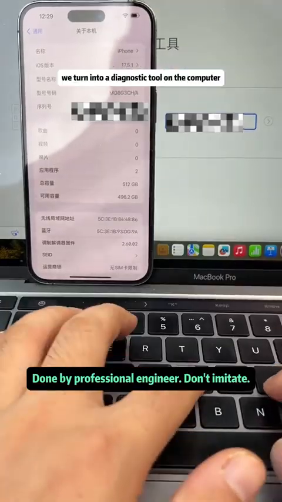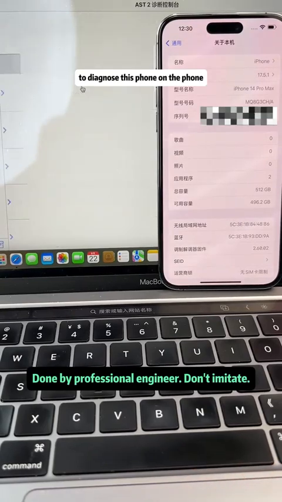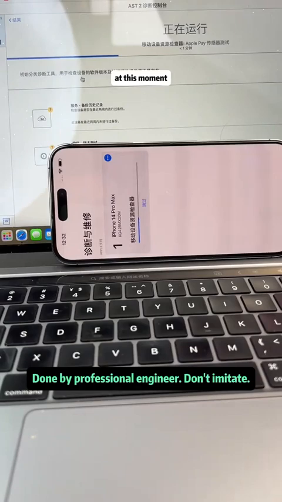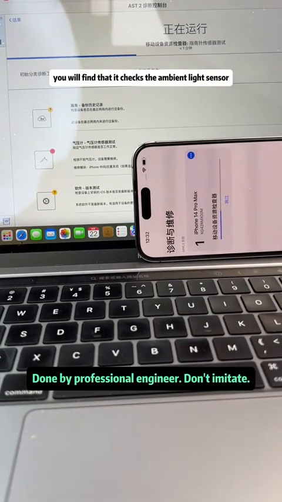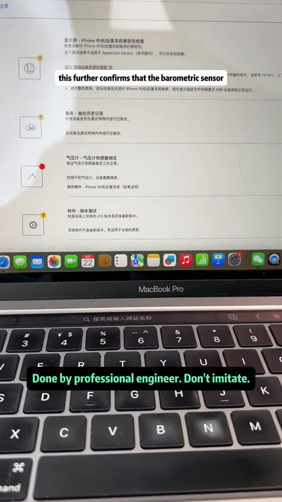At this point, we turned to a diagnostic tool on the computer. We entered the phone serial number to diagnose this phone. On the phone, we directly clicked Start Diagnosis. At this moment, you will find that it checks the ambient light sensor, barometric sensor, as well as the Bluetooth, camera, etc. It already indicated that the barometer could not be detected. This further confirms that the barometric sensor is damaged.